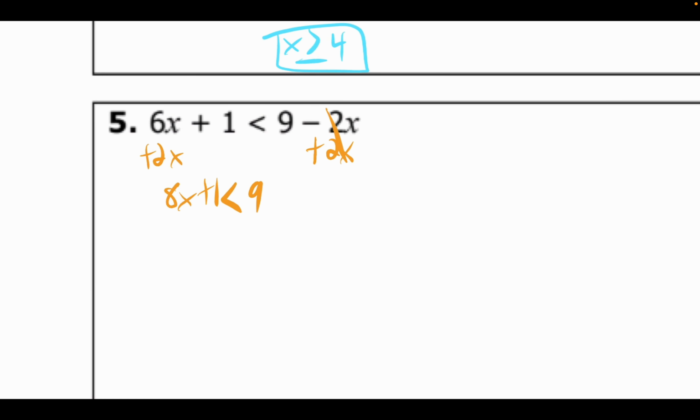Now that I have my variables on one side, I want my numbers on the other side. So I subtract 1 to undo that. And I get 8x is less than 8. Now that my variables and numbers are on opposite sides, I go ahead and divide to undo the multiplication of 8. And I get x is less than 1 as my answer.